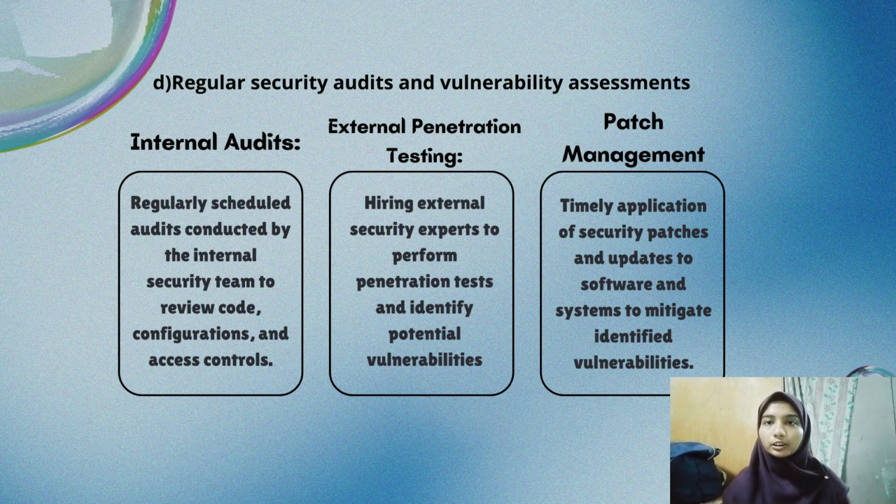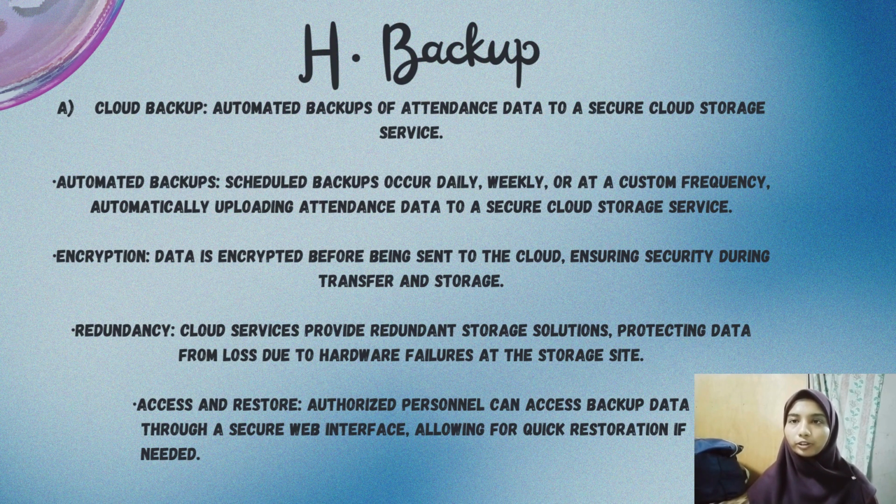The third one is patch management, which is the timely application of security patches and updates to software and systems to mitigate identified vulnerabilities. For backup, we have four types of backups. The first one is cloud backup, which automates backups of attendance data to secure cloud storage services. Scheduled backups occur daily, weekly, or at a custom time frame. Access and restore: authorized personnel can access backup data through a secure web interface, allowing for quick restoration if needed.